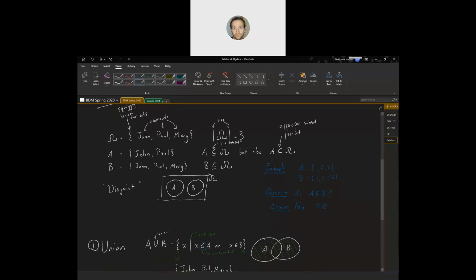So here, this symbol is read that x is an element of A. So 3 is an element of A, but 3 is not an element of B. So that's another notational thing: is not an element of.